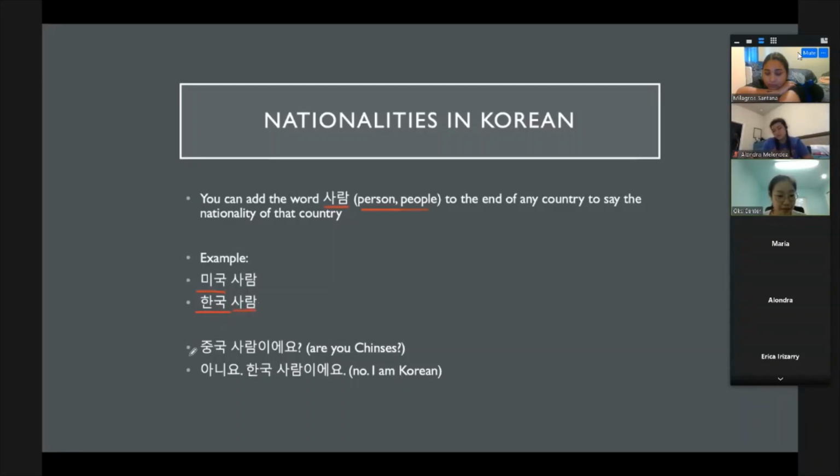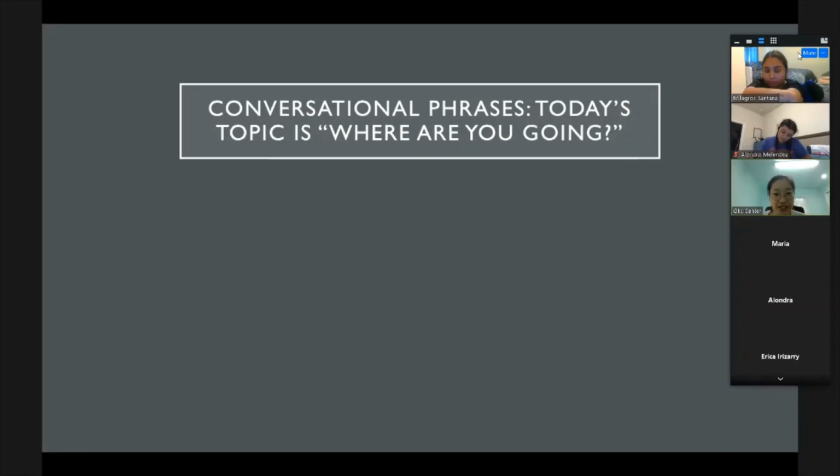Here they were asking, are you Chinese? 중국 사람이에요. So you see how 사람 was added. This one says no, 아니요. 한국 사람이에요 means I'm Korean, so 사람 is added after the country. This was just additional info that I wanted to mention.